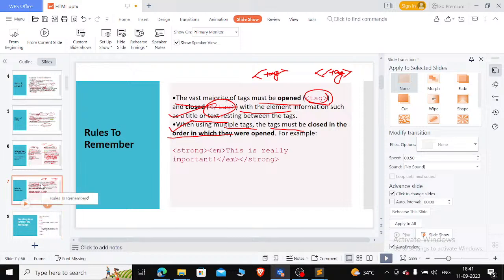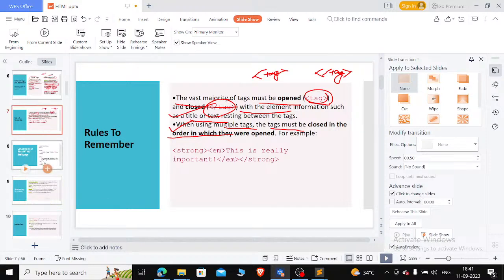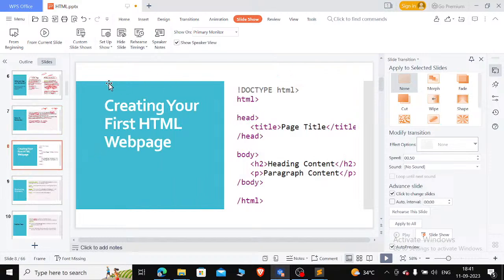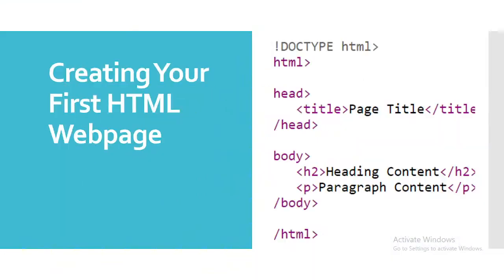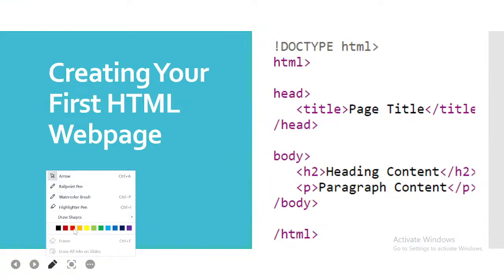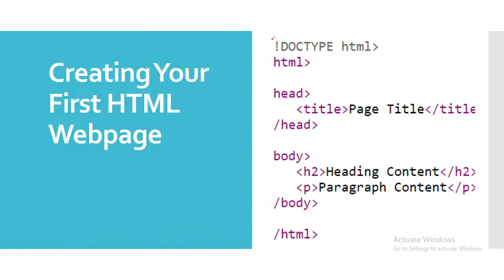Guys, if you are clear with these rules, HTML tags and the HTML attributes, then we'll move further to the basic architecture of the HTML. Fine guys. See here. So previously I explained how it's going to be, right? So this is what the web page architecture is.